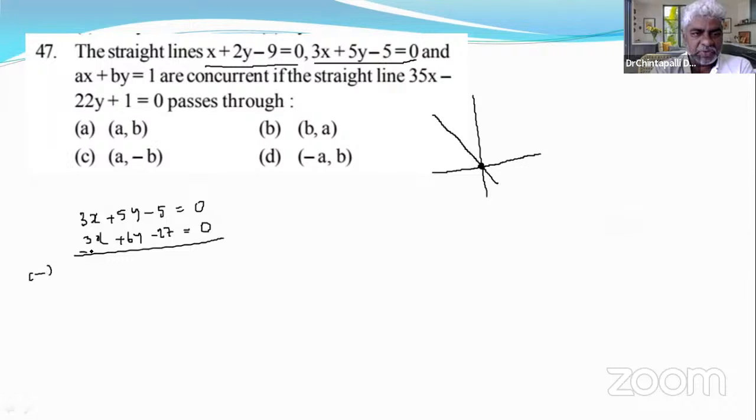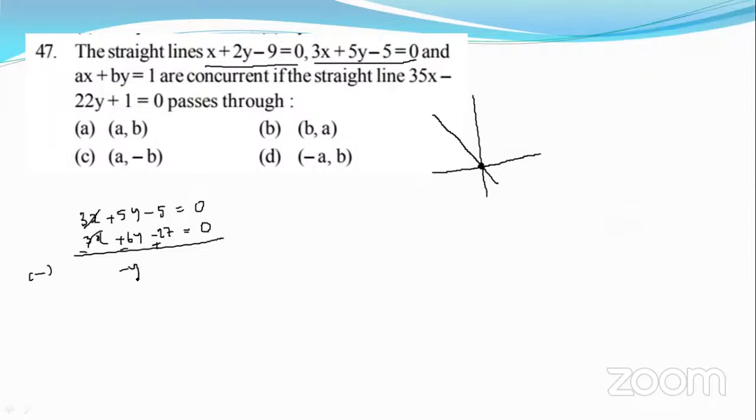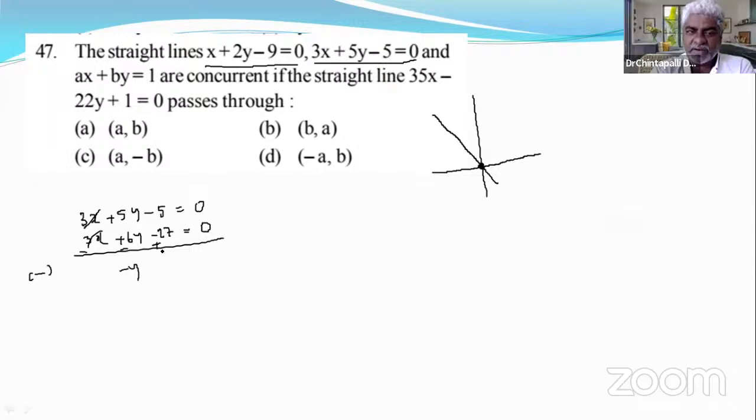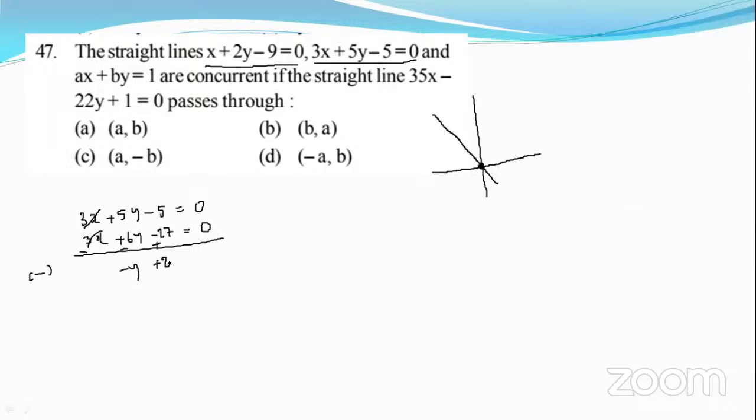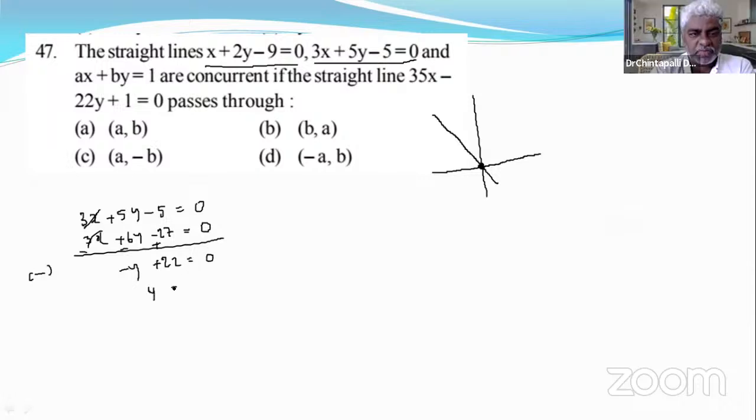Subtracting, negative 3, negative 6 plus positive 27. 3x gets cancelled. So 5y minus 6y is negative y, equals minus 5 plus 27, that is plus 22. So y is equal to 22.